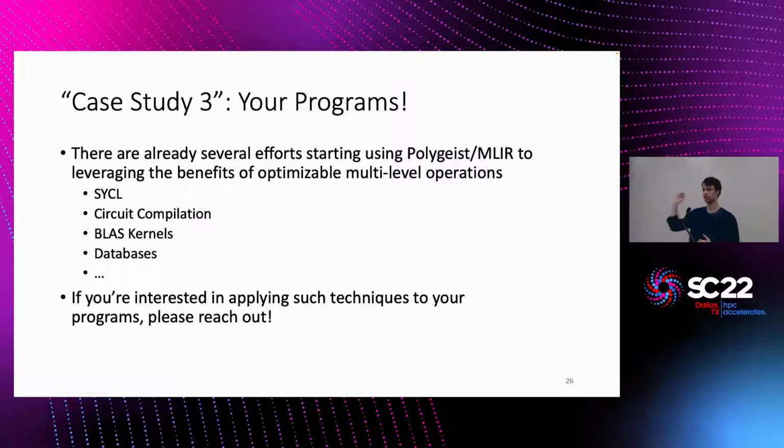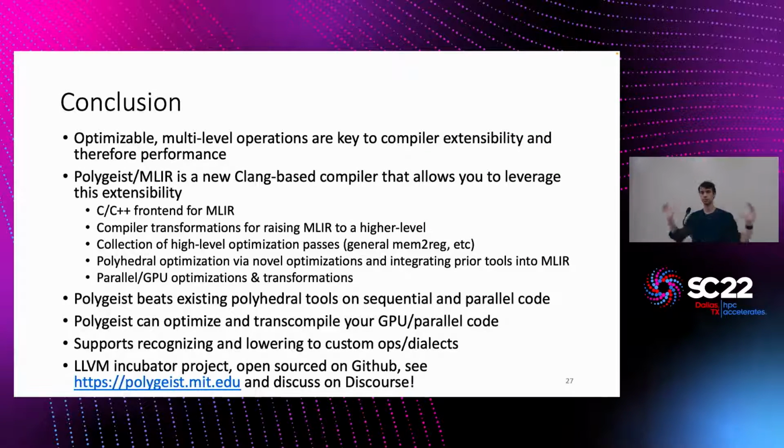And in particular, we actually have a lot of people we're working with exploring this in a lot of different places. There are folks using this for cycle compilation, which is a little bit close to the GPU stuff, but still interesting. Circuit compilation, BLAS kernels, databases, and more. And if you're interested in applying this to any other places where there's high-level semantics that you want to take into account during optimizations, please try it out, reach out, and happy to talk and work with everyone on it. Now, wrapping back up.